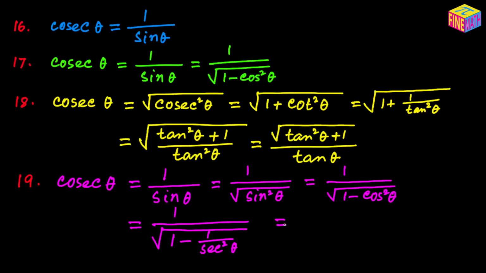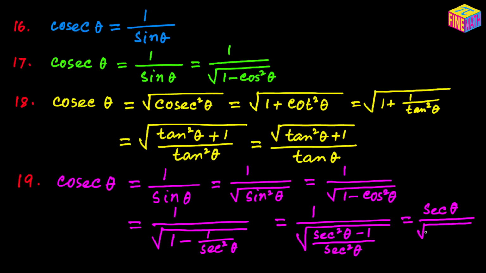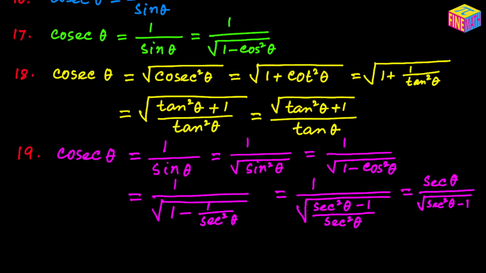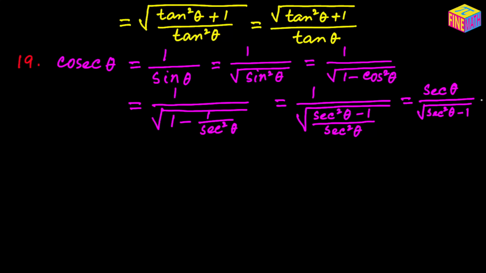So then from here we can see that this is now becoming 1 over square root of, then here again we have secant square theta minus 1 divided by secant square theta inside the square root. And then if we take out the secant square theta from the lowermost denominator, then it will come to the numerator, and outside of the square root it will become secant theta divided by square root of secant square theta minus 1. So you see how we have converted cosecant theta into secant theta, and finally we are going to convert cosecant theta into cotangent theta. So let's do that.